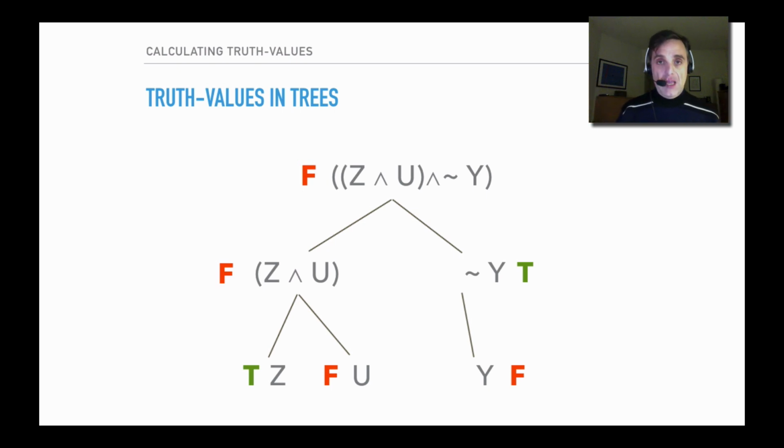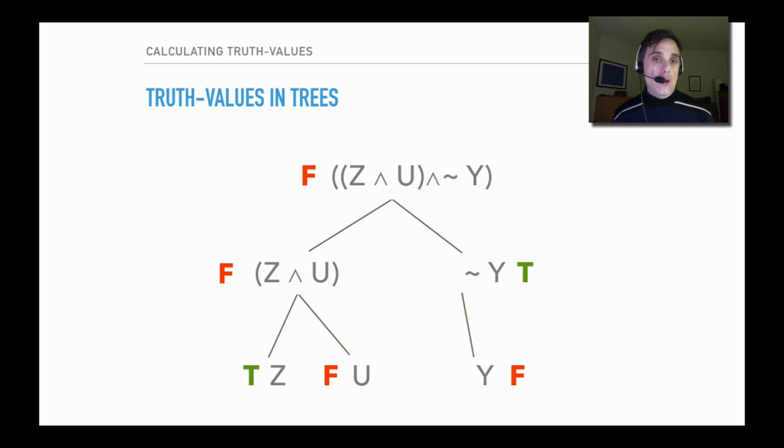So in the previous example, we had P and Q being false. Now we have Z and U being false because U was false. In the previous example, not R was true. Here we have not Y being true because Y is false. And then the whole thing is false because its left conjunct, Z and U, itself a conjunction, is false, and so the whole thing is a conjunction with a false conjunct, and that's a false conjunction.